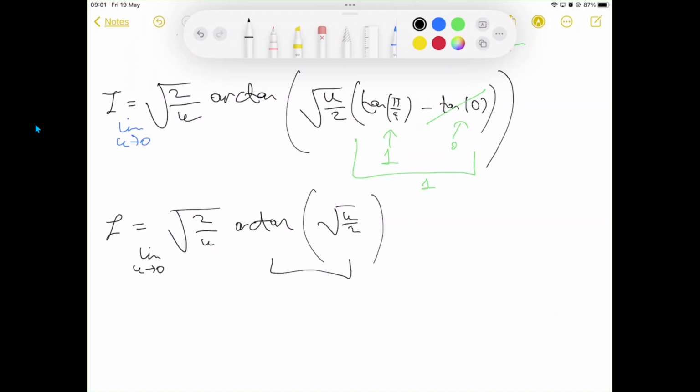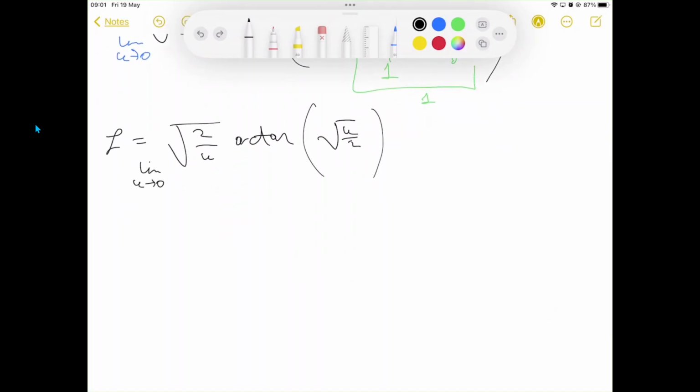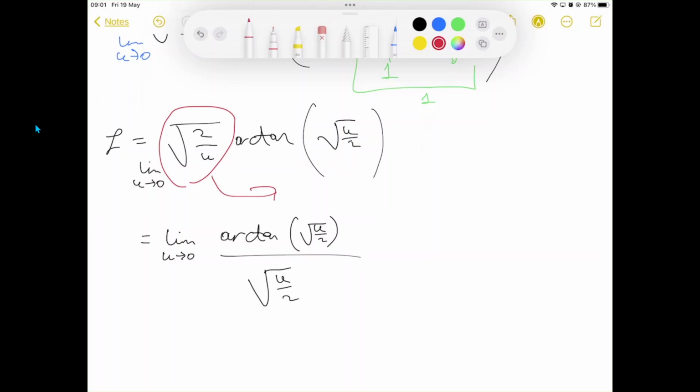Arctan of root u over 2, basically. And let's write this in the following form. The limit as u approaches 0 of arctan root u over 2, all over root u over 2. What have I done? How did I get this? Well, once again, what I did was I brought this fraction, put it into the denominator, and reciprocated it. Simple as. The reason I did this is so we can use something called L'Hopital's rule.